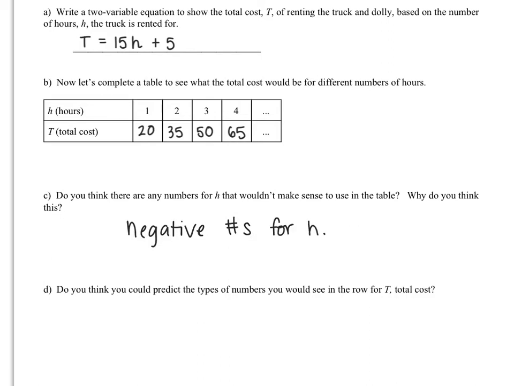Later on in the year, we're going to talk about this thing called domain and range, which is all the possible numbers we can expect to go into and out of our table. This is just kind of a glimpse, foreshadowing that for later in the year.